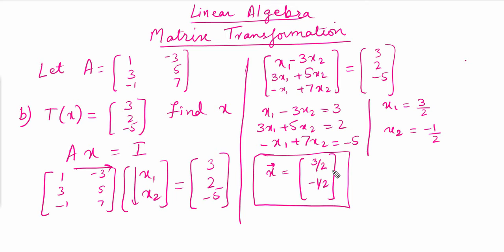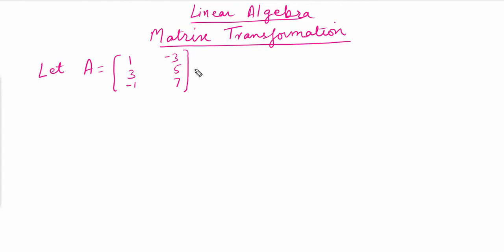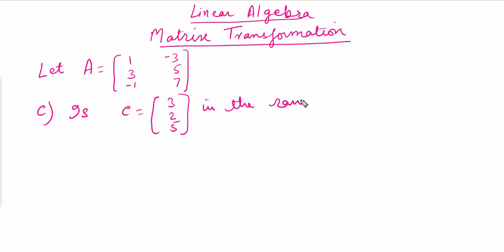All right, now let's move on to the final part C. In part C, it asks whether c equals (3, 2, 5) is in the range of T. So the question is basically: if we multiply a matrix A with some vector, can we get this answer? If yes, then it is in the range. If not, then it's not in the range. So we'll do the same working as we have done in the previous part. So it's like 1, -3, 3, 5, -1, 7.